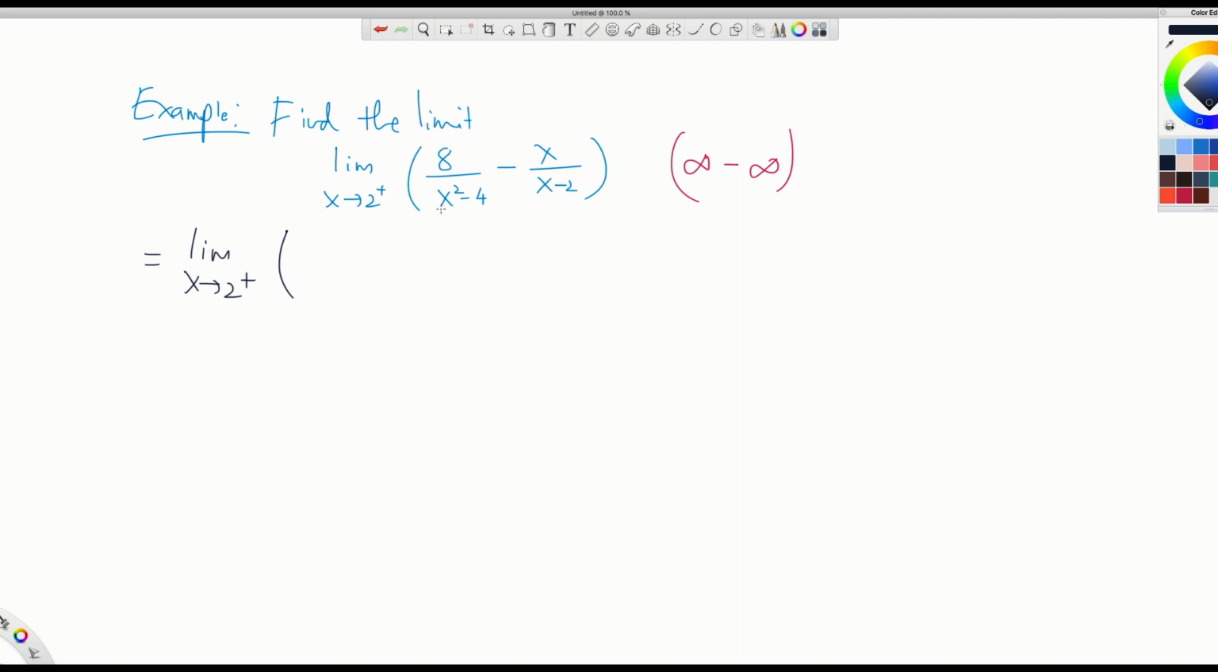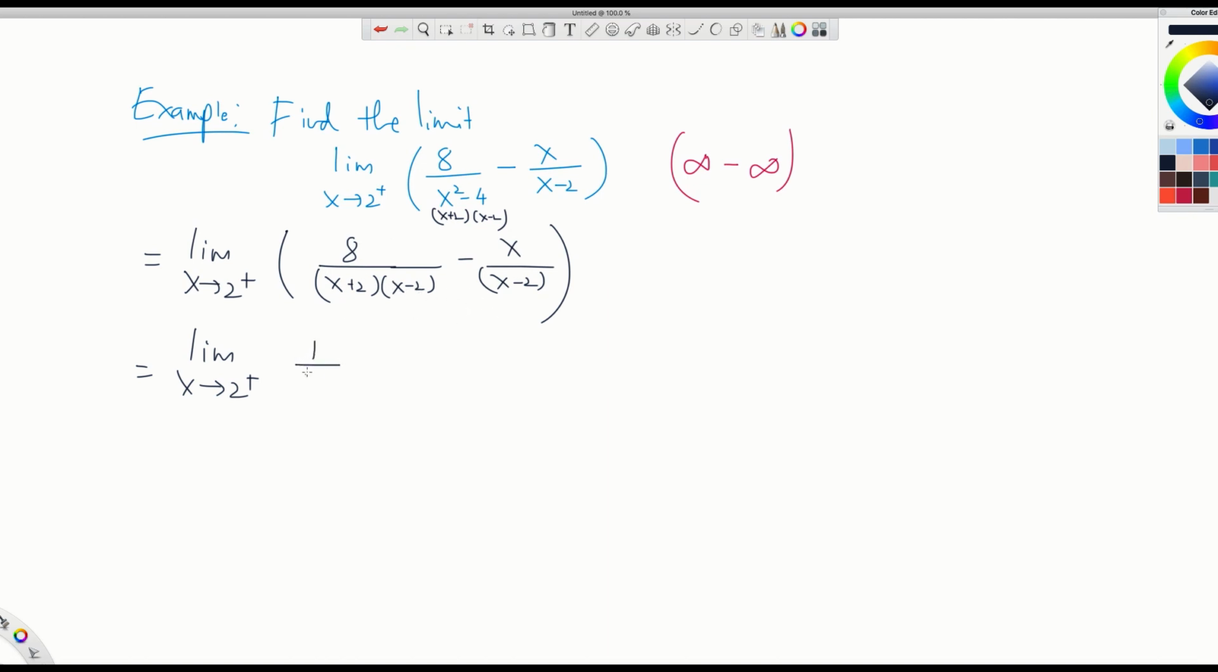Because this is basically x plus 2 times x minus 2, right? Let me write down that 8 over x plus 2 times x minus 2, and then minus x over x minus 2. You see that? So how do I simplify this? Is there anything common between the first term and the second term? Yes, there is, right? The x minus 2 is common.